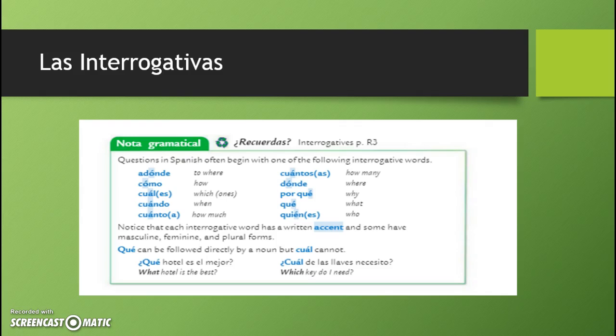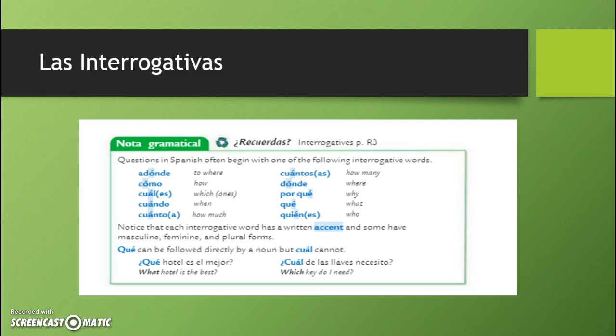¿A dónde? To where? ¿Cómo? How? ¿Cuál or cuáles? Which or which ones? ¿Cuándo? When? ¿Cuánto? ¿Cuánta? How much? ¿Cuántos? ¿Cuántas? How many? ¿Dónde? Where? ¿Por qué? Why? ¿Qué? What? ¿Quién or quiénes? Who?